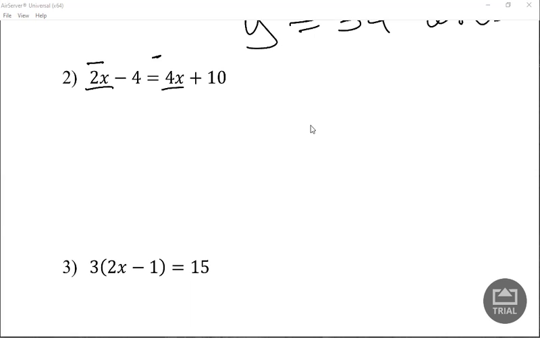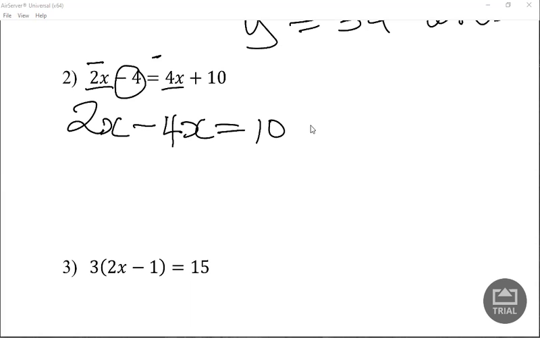All right, so it's going to be 2x. However, we must take the inverse. This is positive 4x, so we take the inverse, so it becomes minus 4x. 10 is already on this side, so we're going to take the inverse of this minus 4, which is plus 4. And 2x minus 4x, the 4 is bigger, so this becomes negative 2x. How we subtract, we keep the sign of the bigger one. And 10 plus 4 would give us 14.